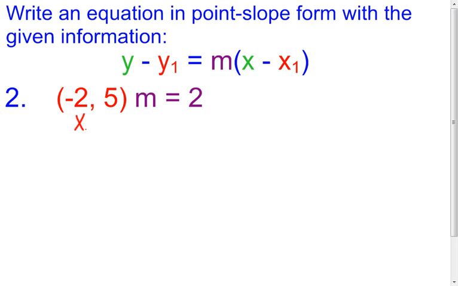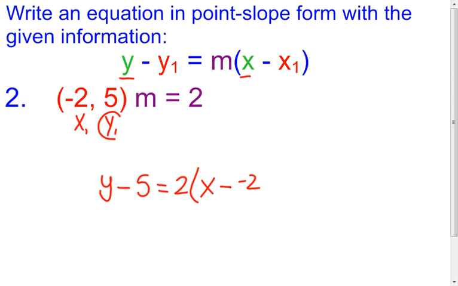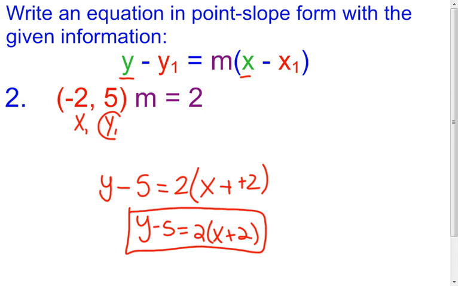Again, this is your x1, this is your y1. You will not plug a number in for y. So I have y minus y1, which is 5, equals my slope, which is 2, times x, not plugging in a number for that, minus x1, which is negative 2. Okay, boom, boom. Make that positive and clean that up a little bit, and it should look like this.